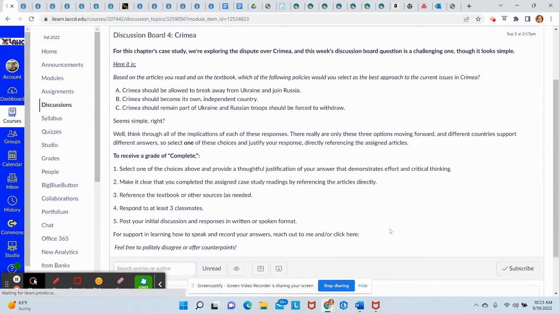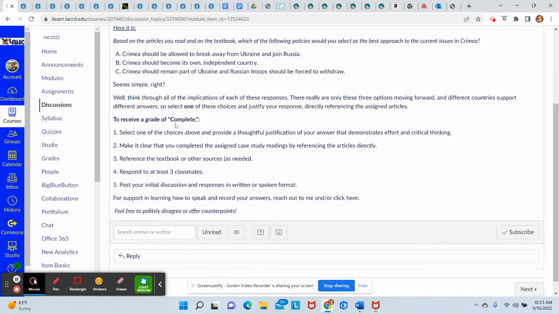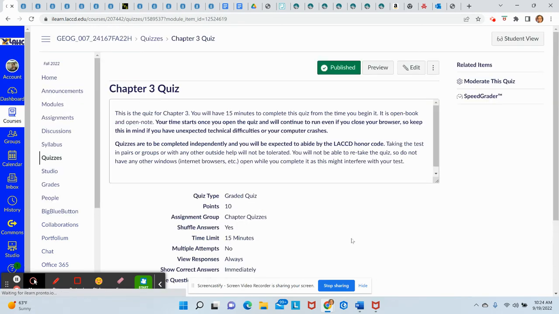Here is our discussion. So if you want to receive a grade of complete, make sure that you write down what choice you're choosing, reference the textbooks or other sources, respond to your classmates, and you can always post, as I've said before, in written or spoken format. And then you've got your quiz.